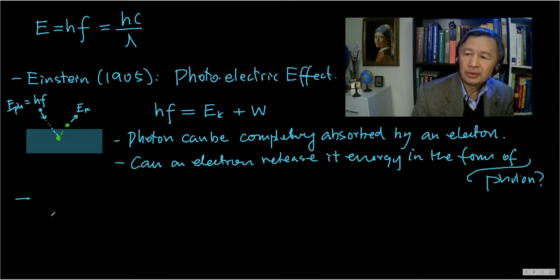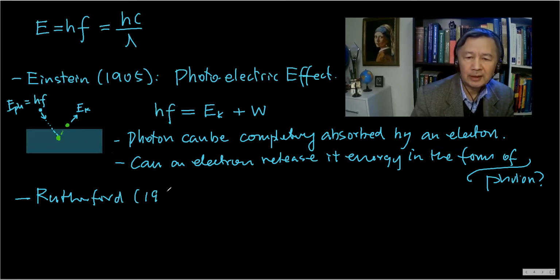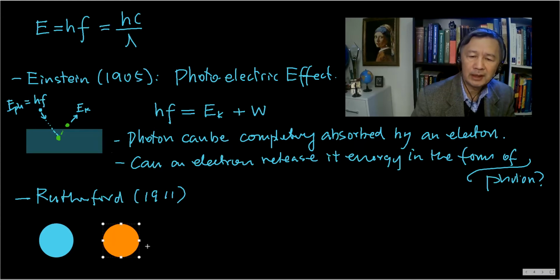So in order to discover the atomic theory, we have to wait until another very important experiment, done by Rutherford, which was carried out in 1911. When the atom was first proposed by Dalton, it was just a simple ball. By the time the electron was first discovered, people believed the positive charge was evenly distributed inside the atom, and the electrons were evenly distributed like this. That is the famous plum pudding model by J.J. Thomson.